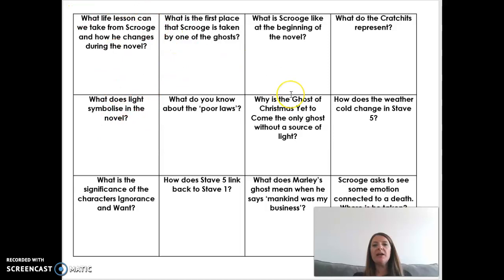So what we have here is something very familiar to you, which is a little retrieval question grid. So I've just generated 12 questions. It's quite a lot, I know, which are a bit random, really, just to get you thinking again about A Christmas Carol and to get you not just remembering things that happen in the novel, but also some of the symbolism, some of the themes, some of the big ideas.